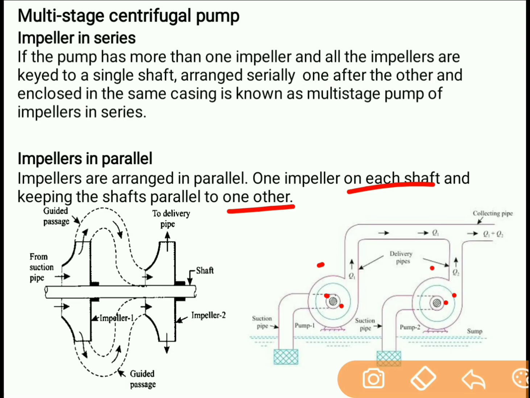So there are a total of two centrifugal pumps and two different impellers on two different shafts, and those shafts are parallel to each other. So you can say that there will be two suction pipes and the liquid will get sucked into the suction pipes. As the liquid transfers from the suction pipe to the impeller, the kinetic energy and pressure energy of the liquid get increased, and this high kinetic energy and high pressure energy of the liquid from the impeller will transfer to the casing. Once the liquid enters the casing, the kinetic energy of the liquid will get converted into pressure energy, and that pressurized liquid will transfer to the delivery pipe.